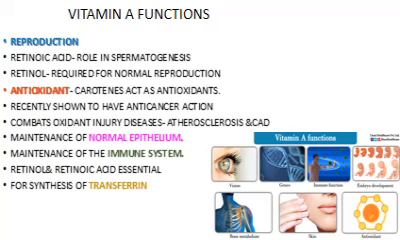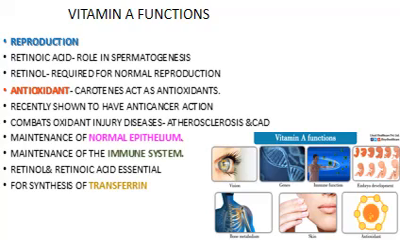Now, what is the role of vitamin A in reproduction? The active form retinoic acid plays a role in spermatogenesis, whereas the active form retinol is required for normal reproduction. Vitamin A also acts as an antioxidant. Beta-carotenes are the ones which act as antioxidants. They have recently been shown to have anti-cancer action also. It is able to combat oxidant injury diseases like atherosclerosis and coronary artery disease. They also maintain the normal epithelium and the immune system. Retinol and retinoic acid are also involved in the synthesis of transferrin.